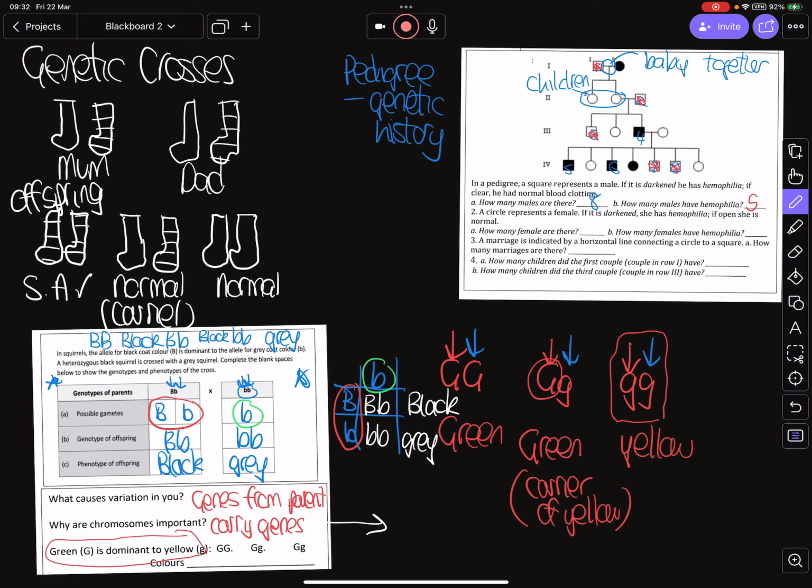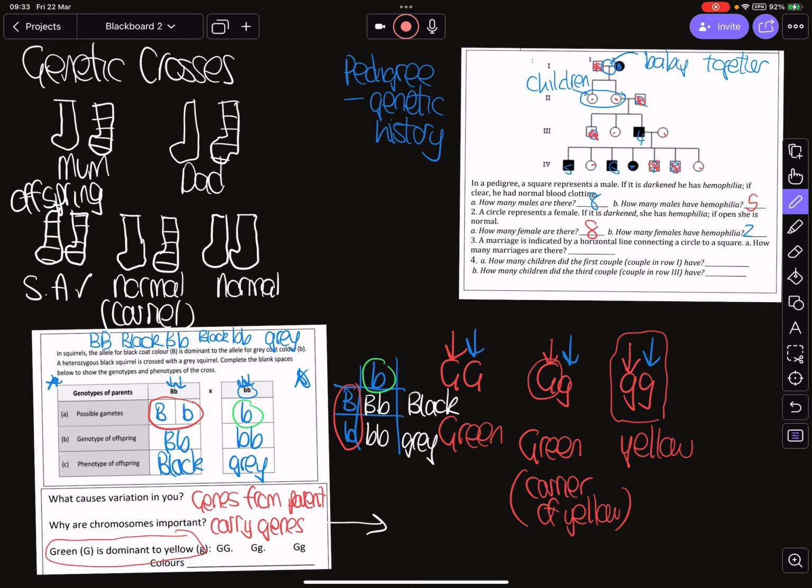Now, the circle is female. If it's darkened, she has hemophilia. If it's open, she is normal. So in terms of our circles, we have 1, 2, 3, 4, 5, 6, 7. We also have 8 circles. And in terms of hemophilia then, we're looking again for the clear. No, we're looking for the dark, apologies. So we have 1, 2. So 2 females have hemophilia.